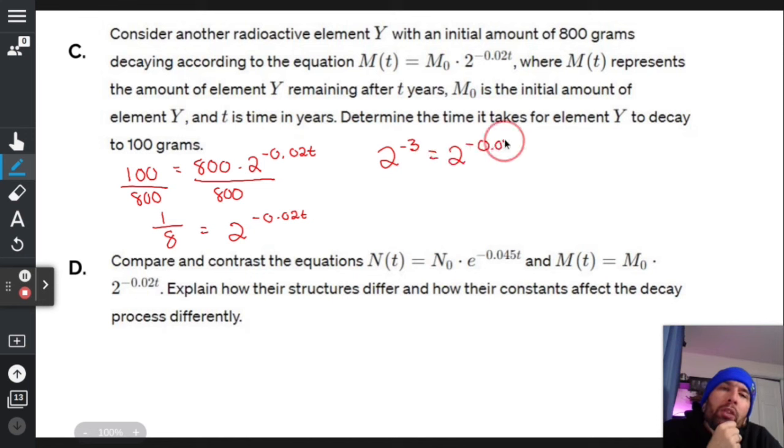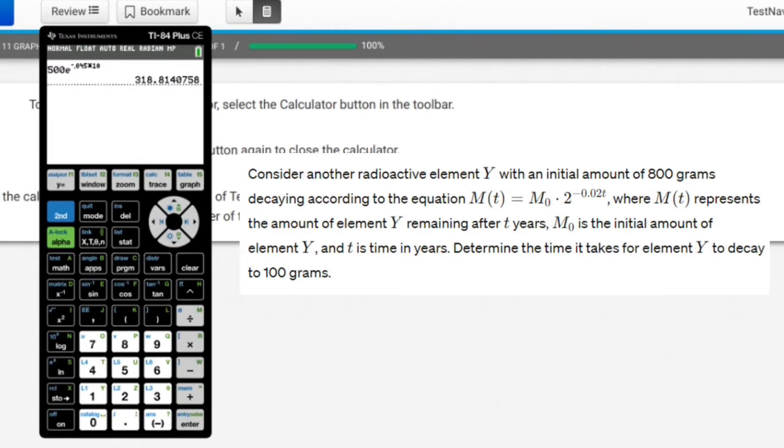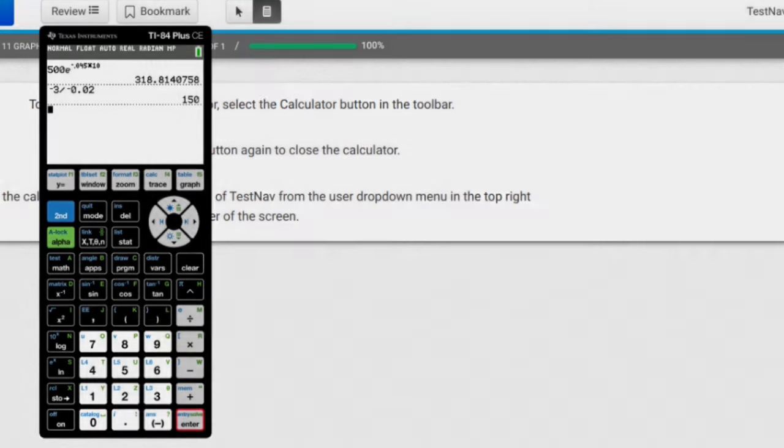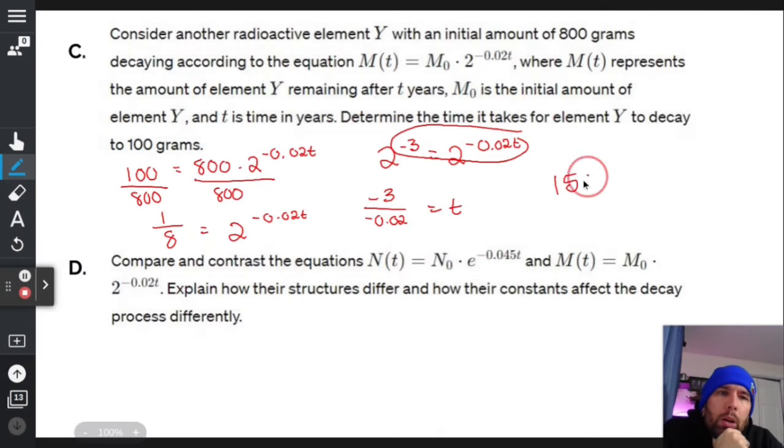So really, all I have to do is, I'm still going to use my calculator because I don't want to screw it up. These guys equal each other, so all I have to do is divide negative 3 divided by negative 0.02, and I'll get my t. So let's see what happens. All right, so for part C, after doing all that math, we end up with 150. It's not too bad. 150 years. All right. Okay.